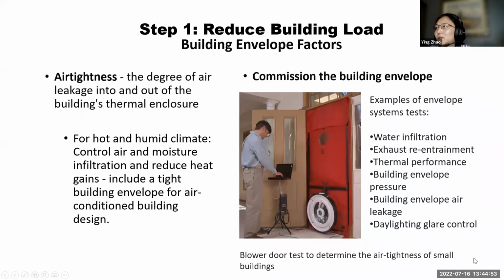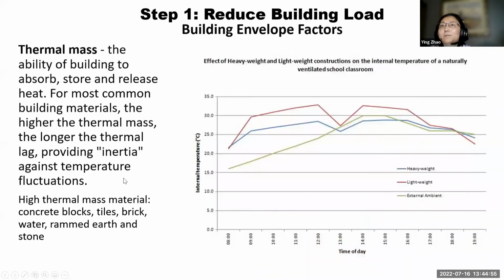Next. Another factor is thermal mass, which is the ability of the building to absorb, store, and release heat. For most common building materials, the higher the thermal mass, the longer the thermal lag, providing inertia against temperature fluctuations.